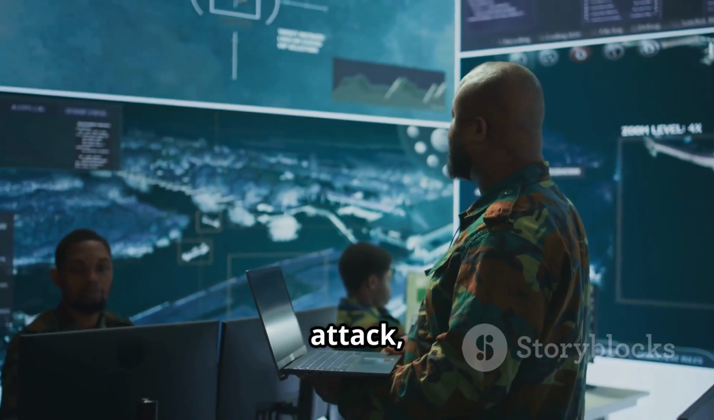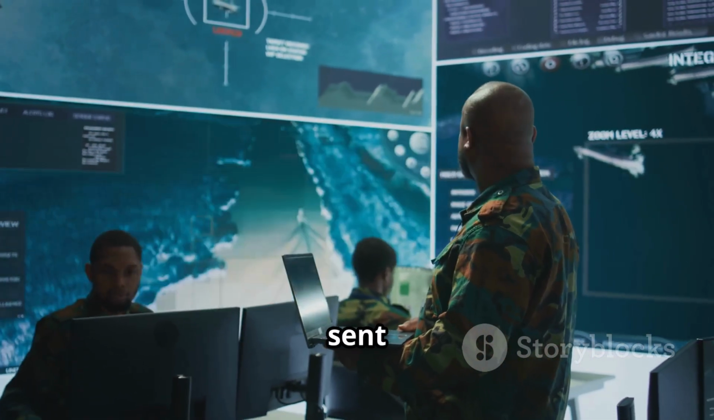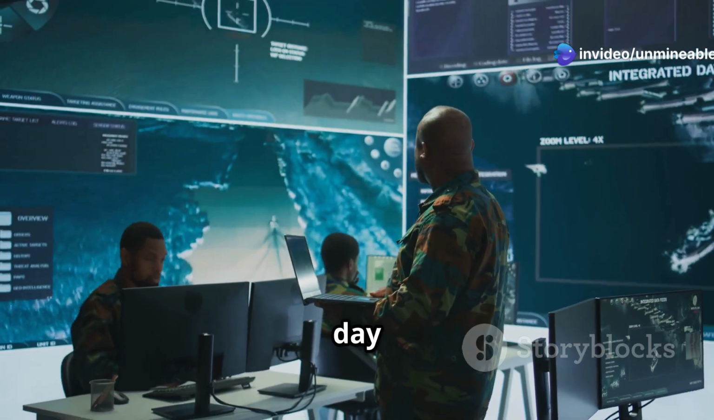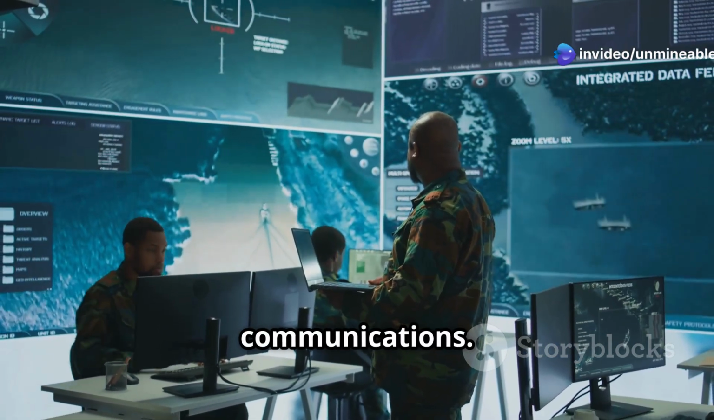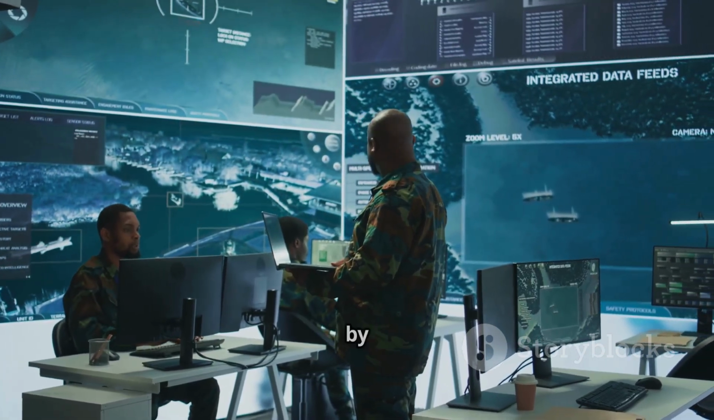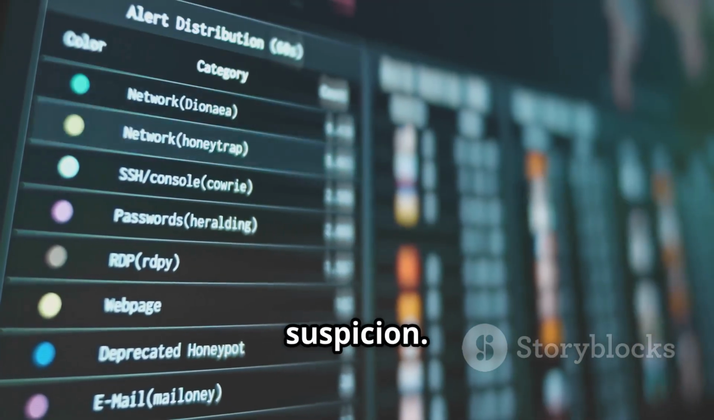In the Target attack, stolen data was only sent internally to the Target FTP servers during peak times of the day in order to hide evidence of communications. And because FTP was a common protocol used by Target, this did not raise suspicion.